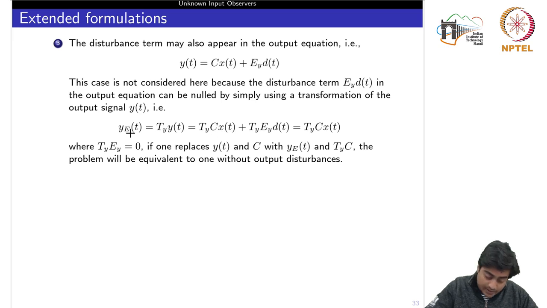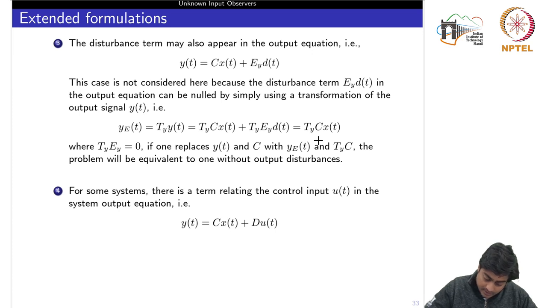So instead of taking y as an output variable, I am now taking y e, which is equal to TyC x(t), and this would become my new C matrix, let's say C tilde.